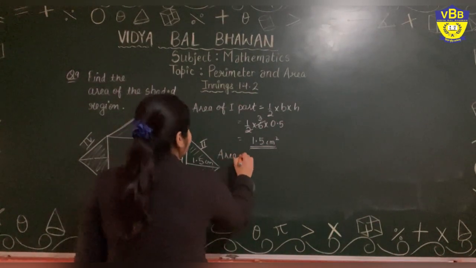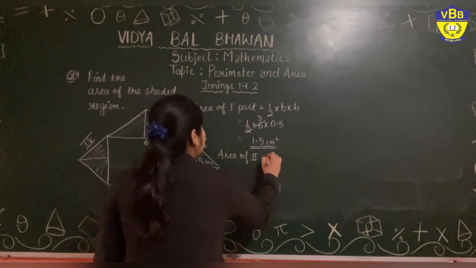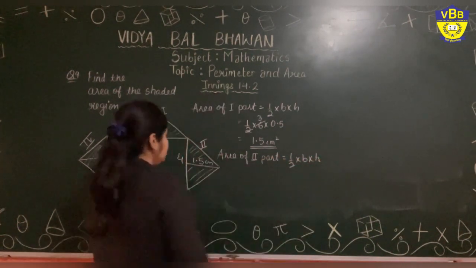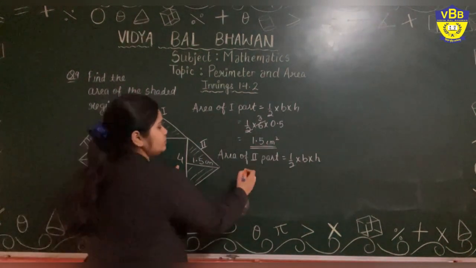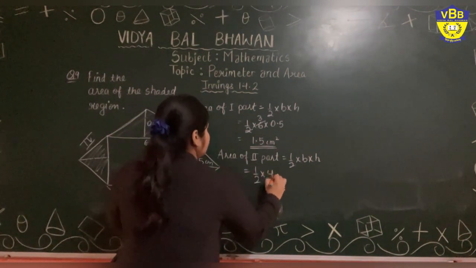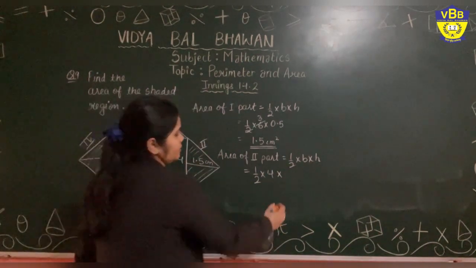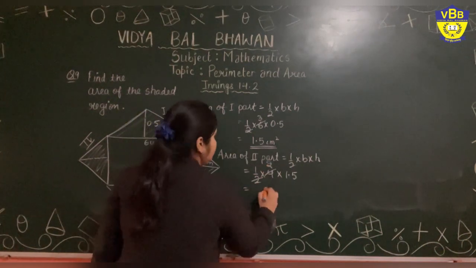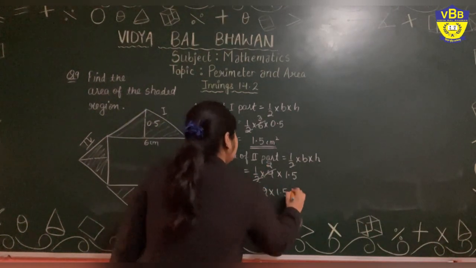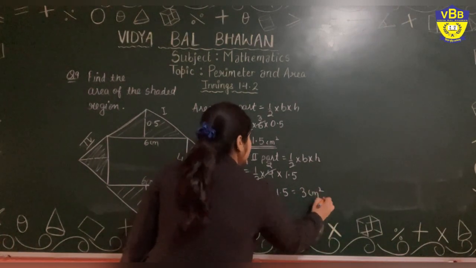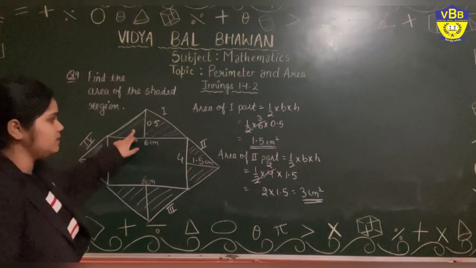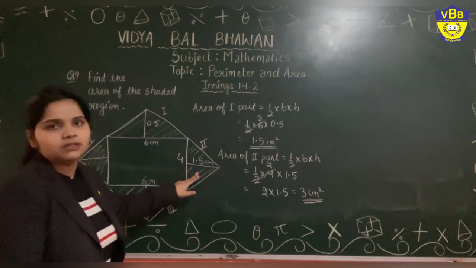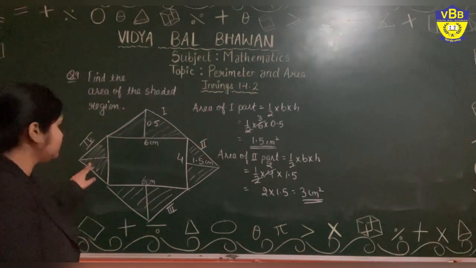Let's calculate the area of second part. That is again half into base into height. Now the dimensions are changing over here. Base is 4. Height is 1.5. Okay. Let's just divide it. 2 2s are 4. 2 multiply 1.5 gives you 3 centimeter square. Area of this is 1.5 centimeter square and area of this triangle is 3 centimeter square. Again this will be 1.5, this will be 3.